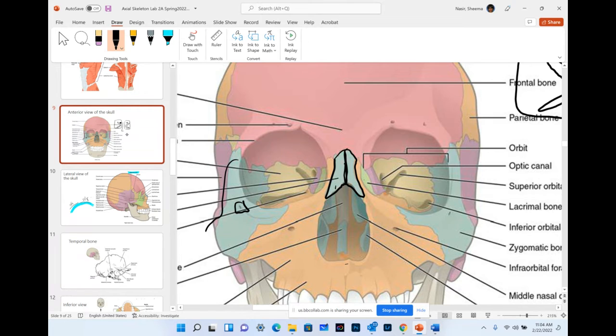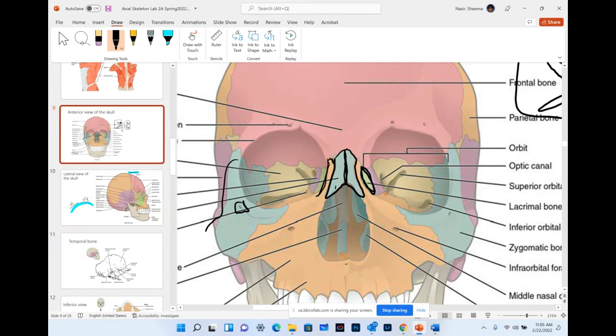Now, behind this is your what? This is your maxilla. Remember? That is your maxilla. Behind that, do you see the green bone behind this? That is your lacrimal bone. Now, lacrimal groove is not something you can see that clearly. It is something you feel.